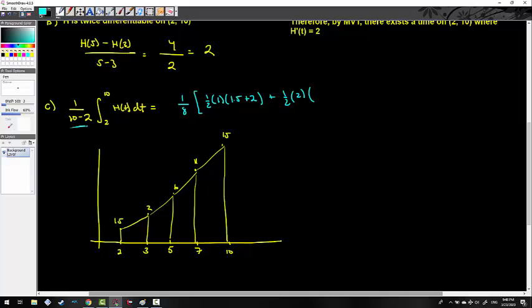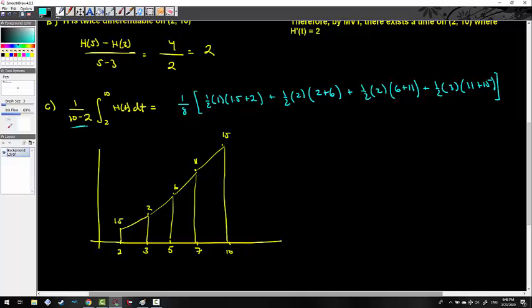Base 1 plus base 2, which is going to be 2 plus 6. And then 1/2 times the height, which is going to be 2. And then base 1 plus base 2 is 6 plus 11. And then 1/2 height, which is going to be 3. And then base 1 plus base 2, so 11 plus 15.